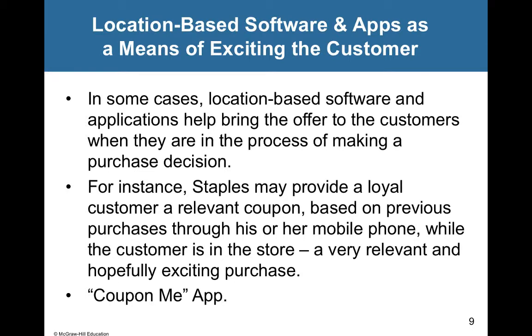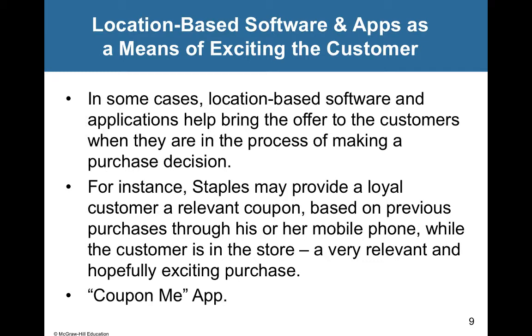Okay. Something else that is really cool that has really helped with this excitement component is location based software and various apps. I'm going to give you an example of these in a second, but all of this location based software and these apps can help bring the offer to the customer right as they're in the process of thinking about buying, right as they're in the process of making a purchasing decision. Okay. Your book mentions an example about Staples. While you're in the store, they might pop up with a relevant coupon for your office supplies right on your mobile phone.